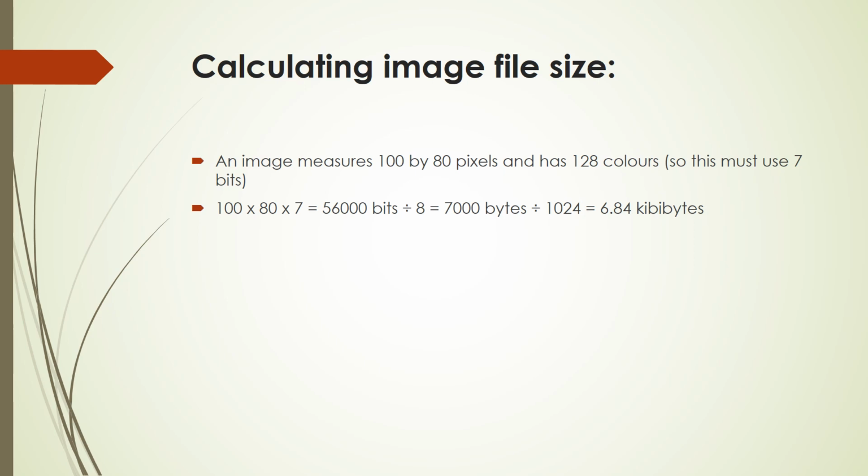And here you can see that we have an image that measures 100 by 80 pixels and has 128 colors. So this must use 7 bits. So we are just going to multiply 100 by 80 by 7, because 128 can be represented in 7 bits. Then we will divide the bits by 8 to convert bits into bytes. Then divide by 1024 to convert into KB.